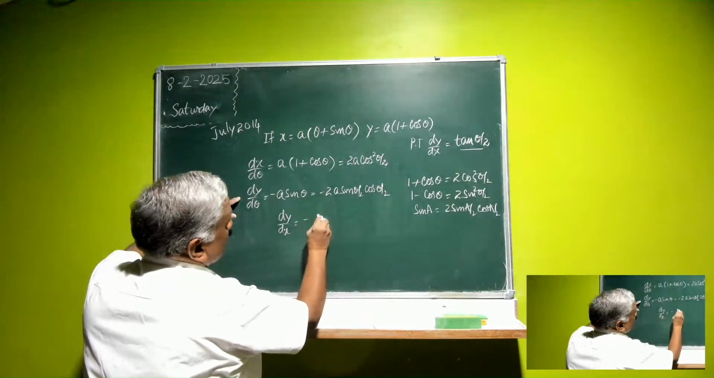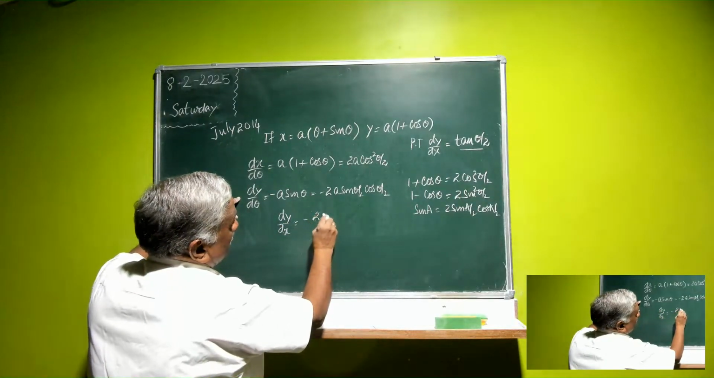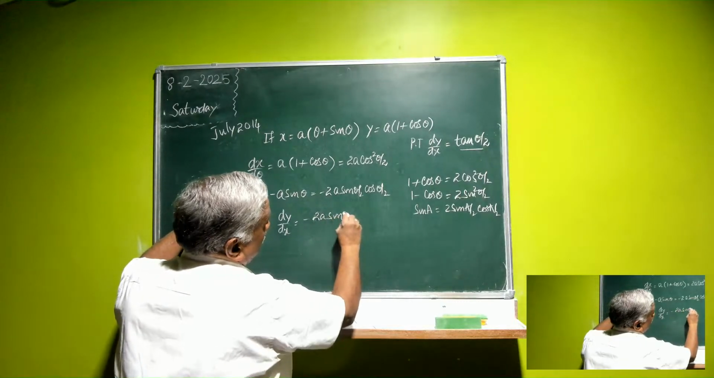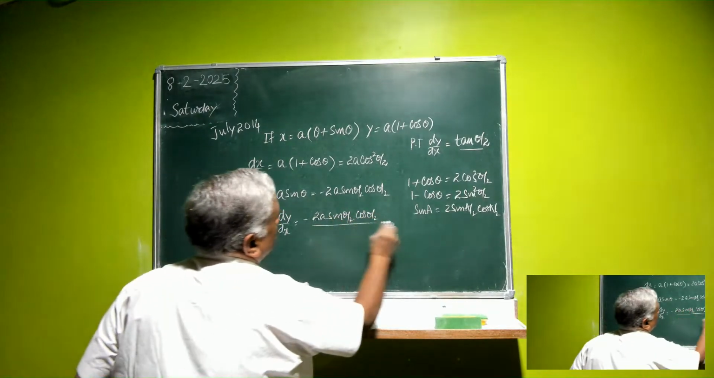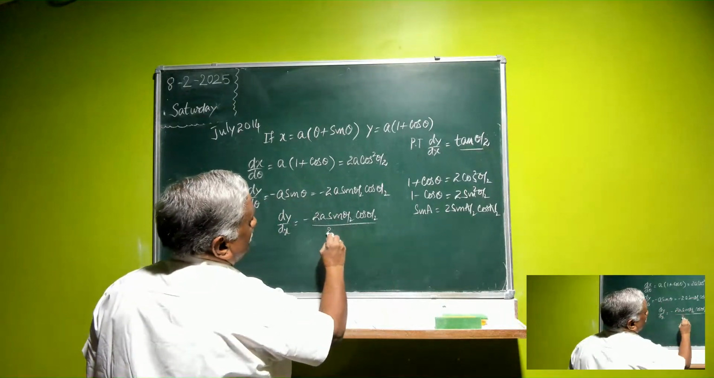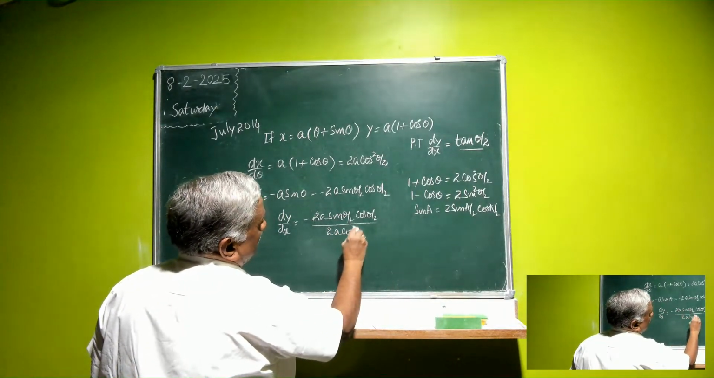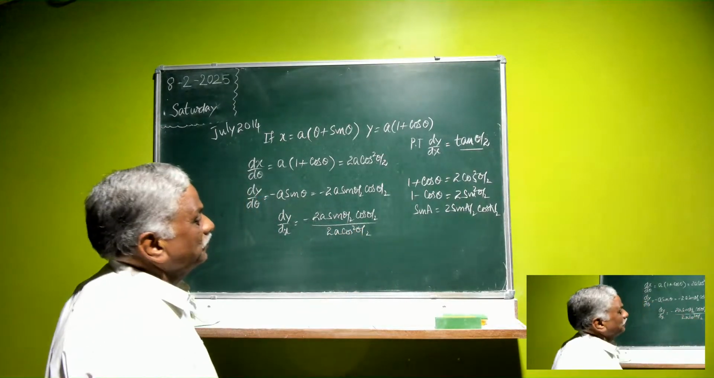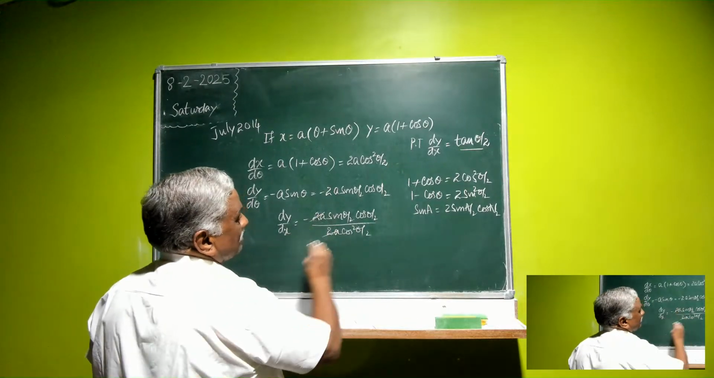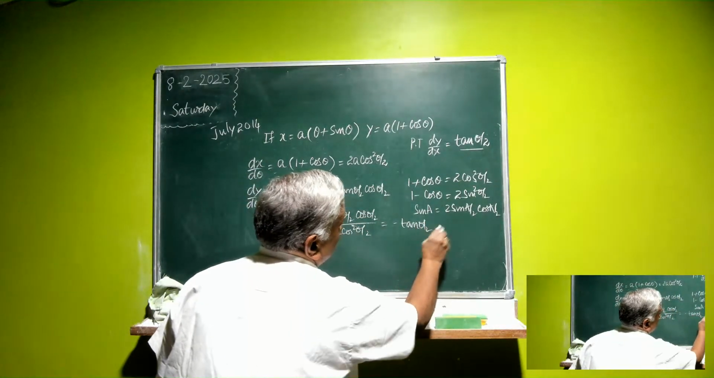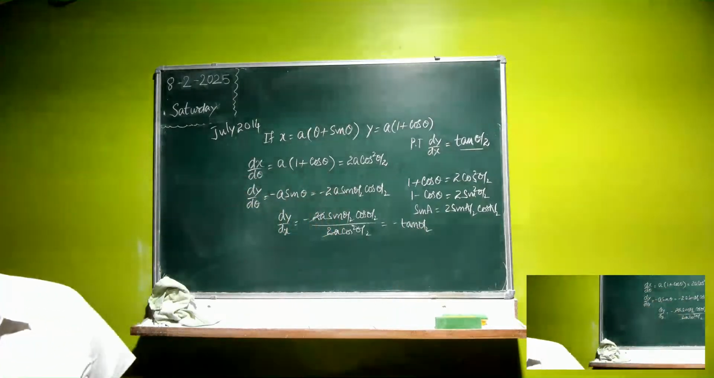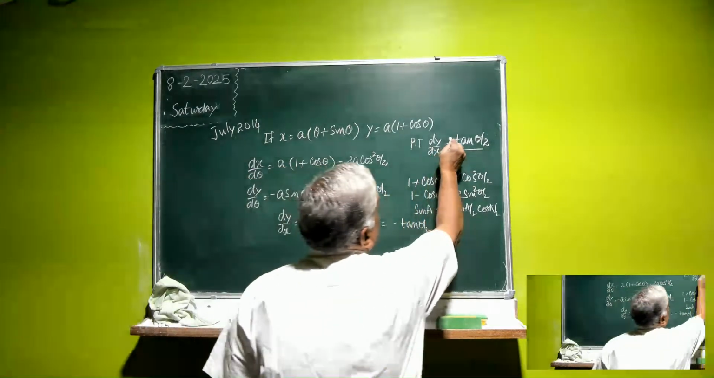That is this minus 2a sin theta by 2 cos theta by 2 divided by 2a cos square theta by 2. 2a and 2a cancel, one cos cancels. You get the answer minus tan theta by 2. Maybe they prove that it should be minus only. I am not taking it.